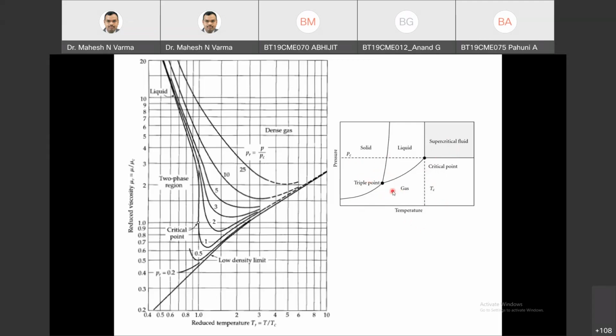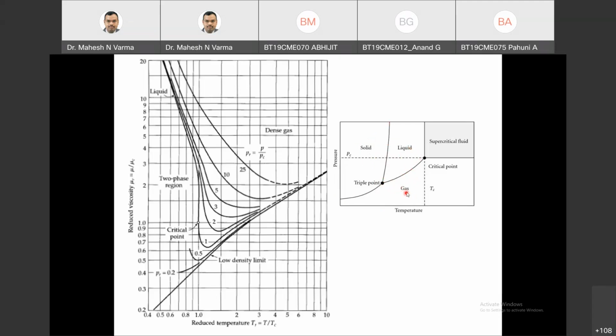We will only cover this: liquid, gas and solid, and here we have the triple point, and this is the boiling curve. Here this line indicates the equilibrium between liquid and gas, this line indicates the equilibrium between solid and liquid, and this line indicates the equilibrium between solid and gas. This is called a sublimation line, this is called a vaporization line, and this is called a melting line. Melting is solid to liquid.